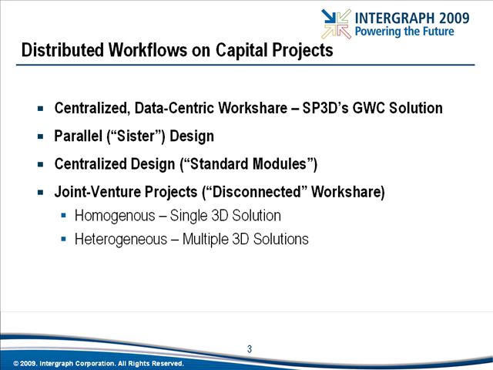When discussing disconnected work sharing of 3D data, it is important to note that there can be two types with regard to the solutions being used. As shown here, the first is homogeneous, wherein the same 3D application is being utilized throughout the project, Smart Plant 3D, for example. The second is heterogeneous, wherein more than one 3D solution is utilized on the project.